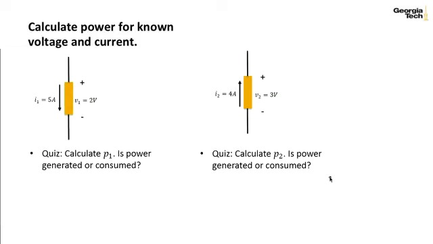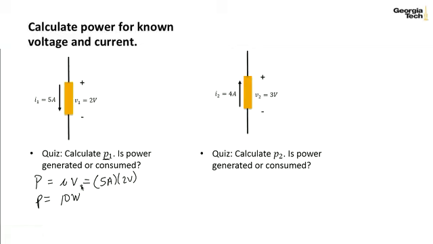So let's take a look at this first circuit. We have 5 amps of current flowing from the plus to the minus and a voltage of 2 volts. We want to calculate P1, and we need to know if power is either generated or consumed. We know that power is the product of the current and the voltage. In this case, the current is going downhill from plus to minus. And as a mnemonic device, I always use the sign that I get to first. So a positive 5 amps times 2 volts, and the power is a positive 10 watts.